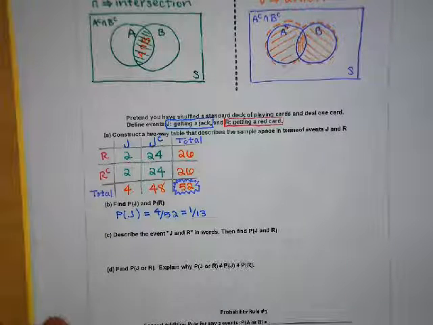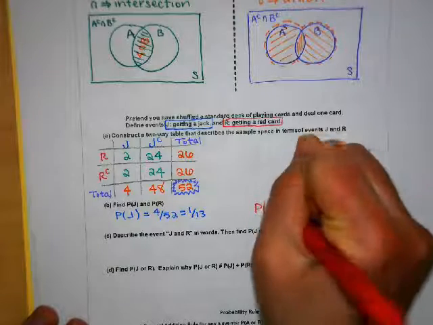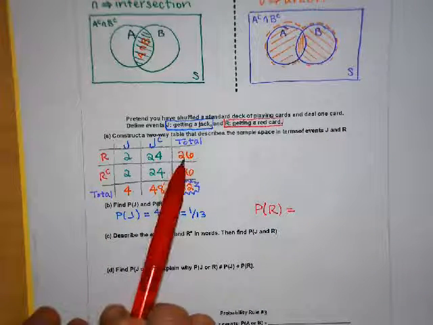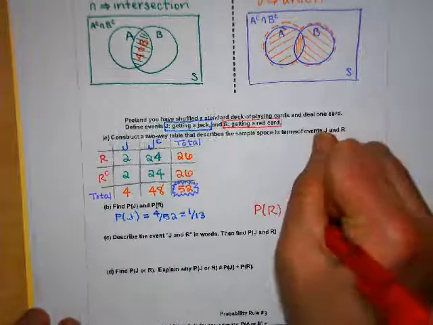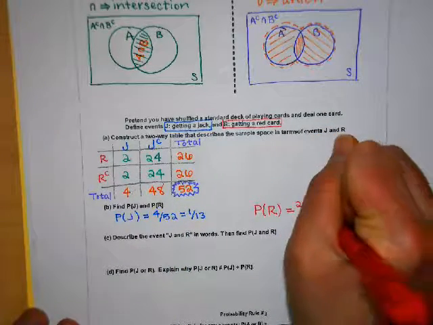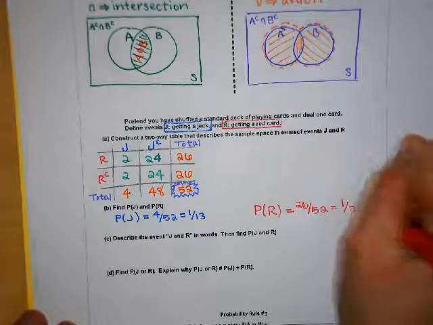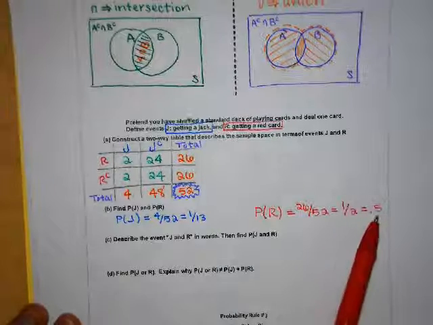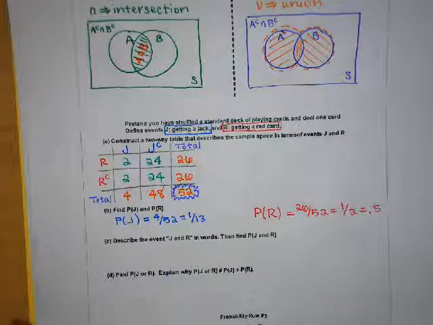And then we want to find the probability of R. So go to the total number of red cards out of the grand total. So 26 out of 52, which simplifies to 1/2. If you want to use a decimal here, I know that one. I know most of my fractions to decimals, but I don't know 1/13, and I'm not even going to try.